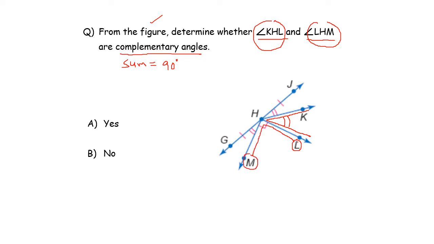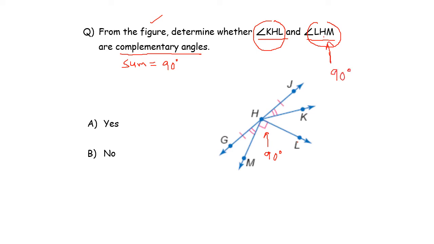Is the sum of these two angles 90? I don't think so, because the angle LHM itself is 90. Observe this symbol here. Let me erase this such that you can see the symbol clearly. I'm talking about this particular symbol. This particular symbol represents 90 degrees. So this particular angle is itself 90 degrees.